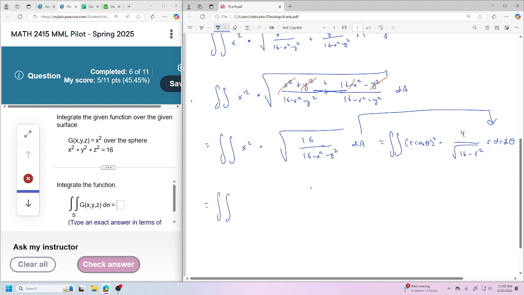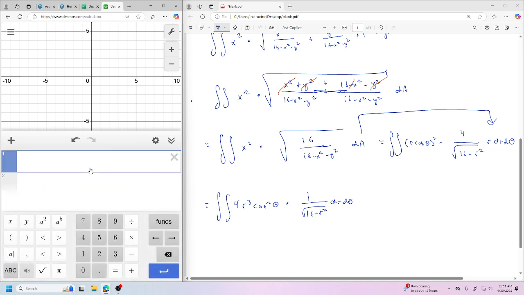Of course, we're going to make this look pretty. I got r cubed cosine squared. I got that 4 in the front. And then I'm supposed to divide all this by the square root of 16 minus r squared, dr d theta. Desmos, for sure at this point. Oh. Thanks, Desmos, for doing that. Right? I'm like, go to Desmos, and then, wait, I can't.